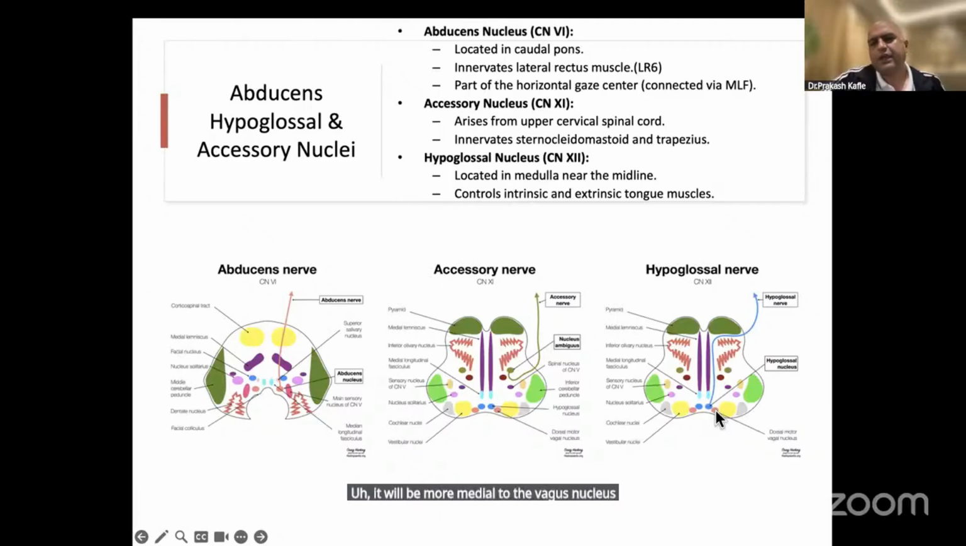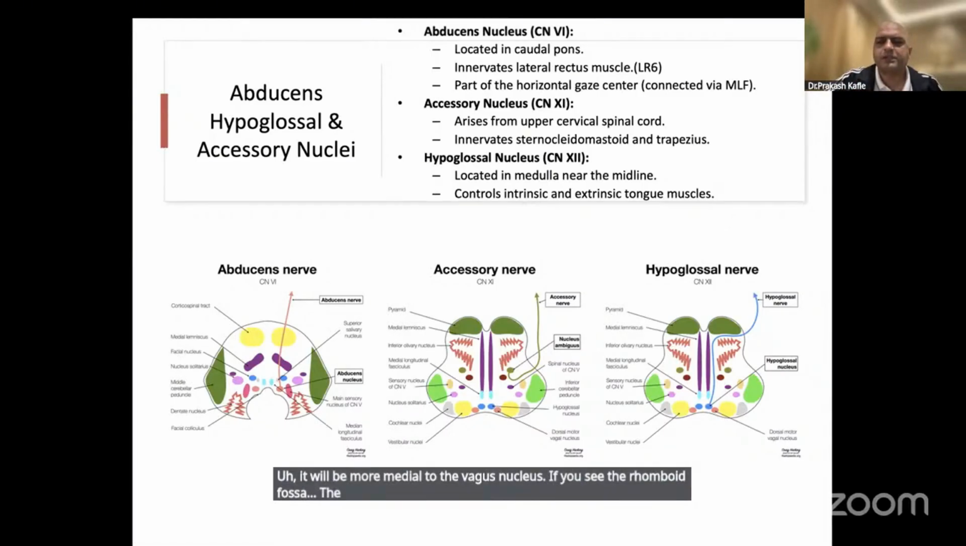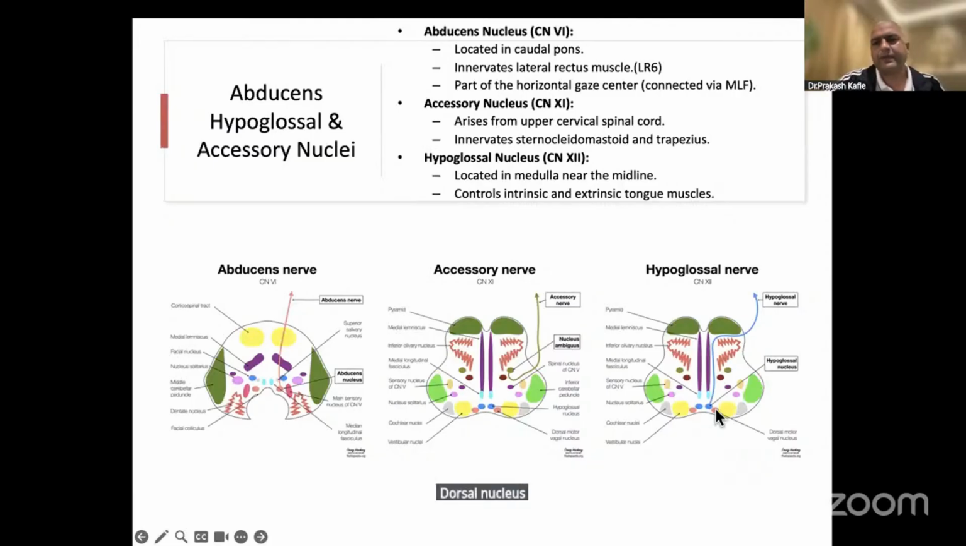If you see this rhomboid fossa, the inferior-most part, just lateral to the area postrema, there will be the dorsal nucleus of vagus. Medial to this will be the hypoglossal nerve, and it exits this way.